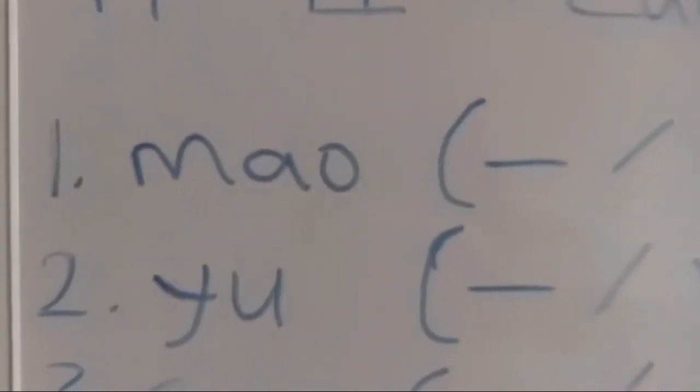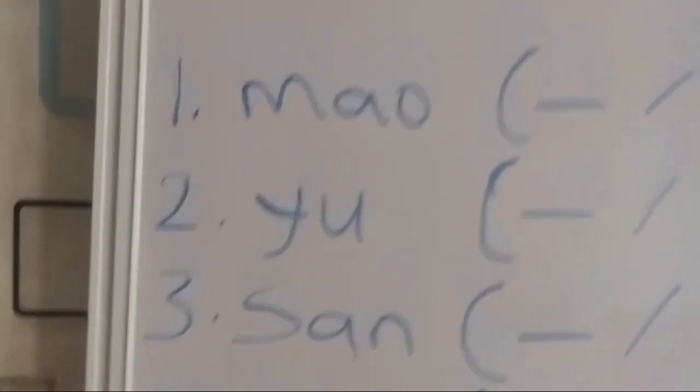I listed some words for you to insert each of the tones. Here you have Mao, you have Yu, you have San, you have Bi, you have Fei, you have Lao, you have Ji, you have Xia. Now, you are going to use each of the tones. I even put the four tones in brackets beside the words.